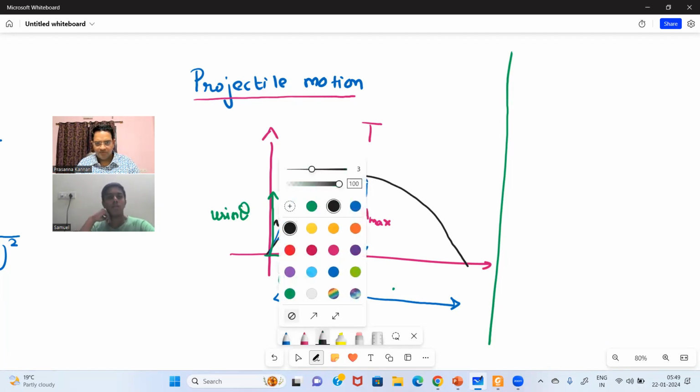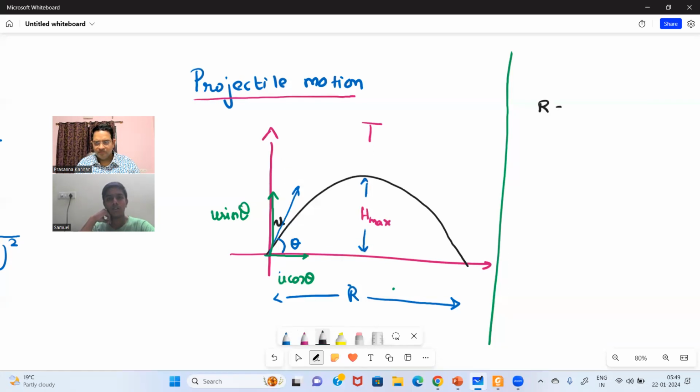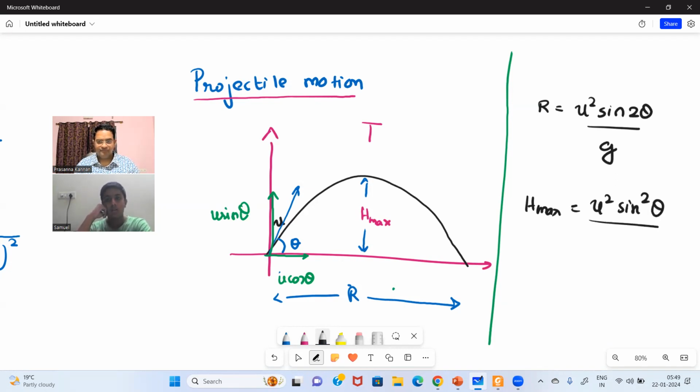For the first one, horizontal range R is equal to u squared sin 2 theta by g. Very good. Then the second one, H max is equal to u squared sin squared theta by 2g. And time of flight is equal to 2u sin theta by g.